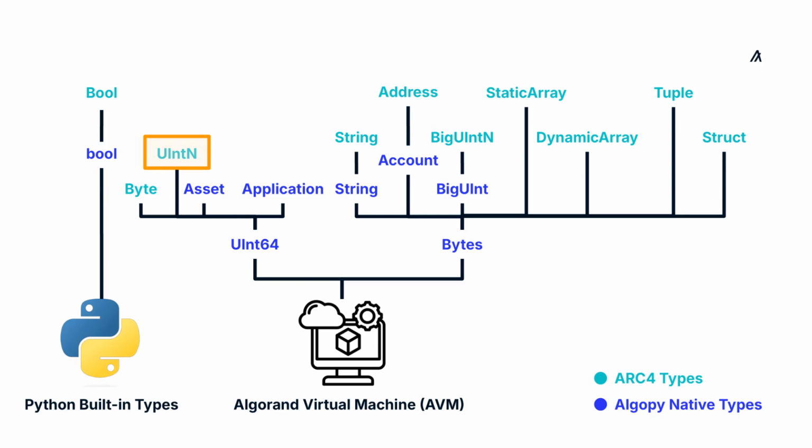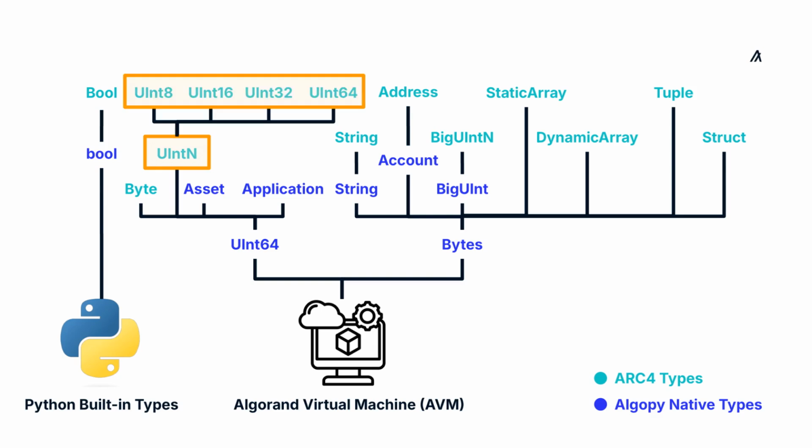ARC4 UIntN type can be used to represent various uint types with uint64 being the maximum size. This means uint8, uint16, uint32, and uint64 are all type aliases using ARC4.UIntN type under the hood. The way you use these uint types is the same as uint64 and has the same limitation.